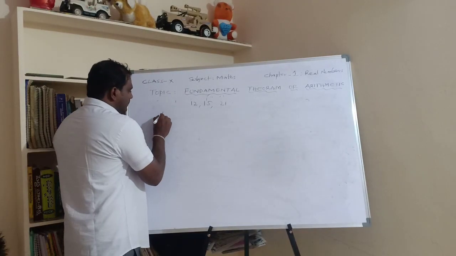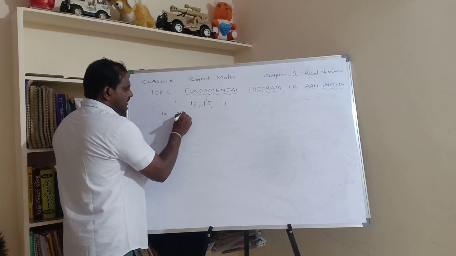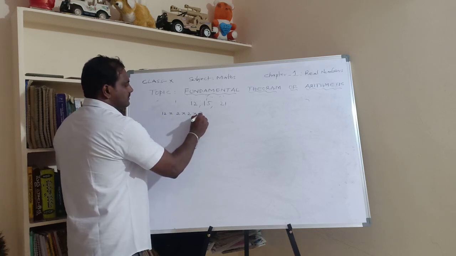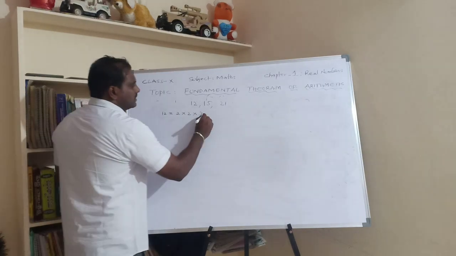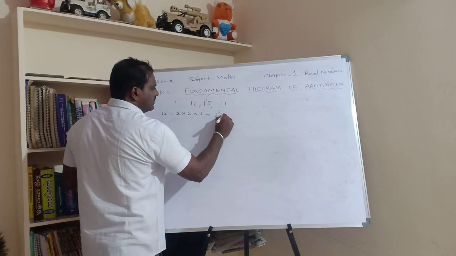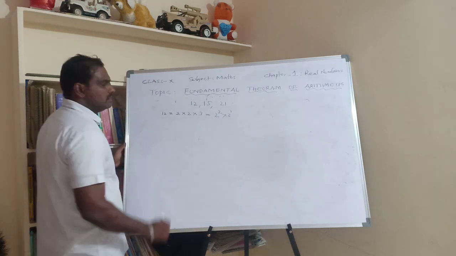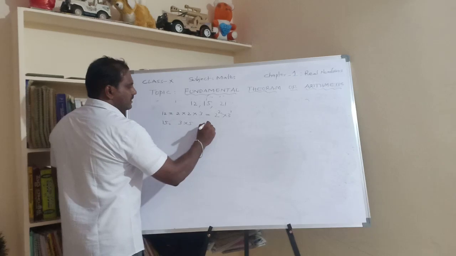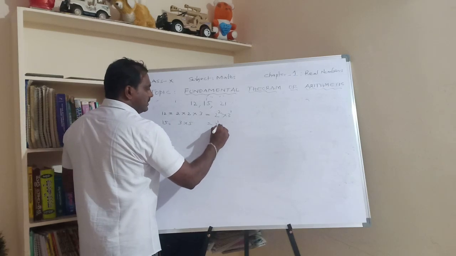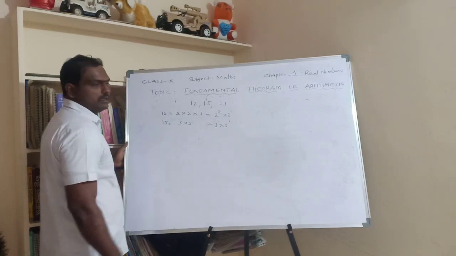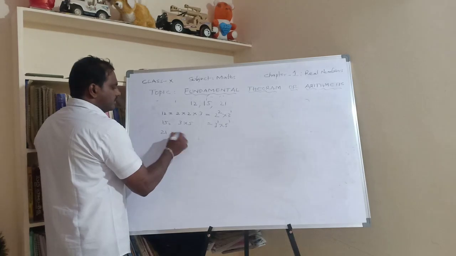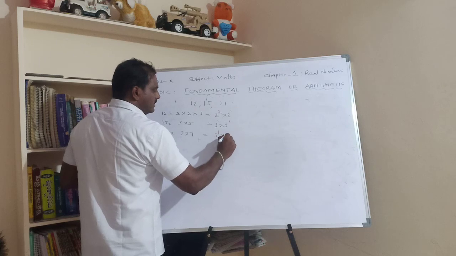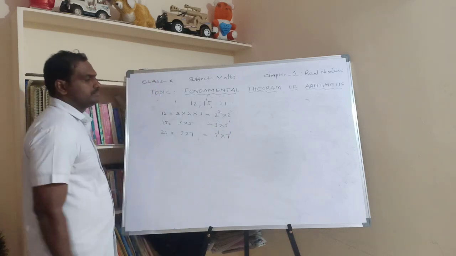Very simple. First take 12. 12 can be written as 2 into 2 into 3, that means 2 power 2 into 3 power 1. 15 can be written as 3 into 5, that means 3 power 1 into 5 power 1. Then next, 21 can be written as 3 into 7, that is 3 power 1 into 7 power 1.